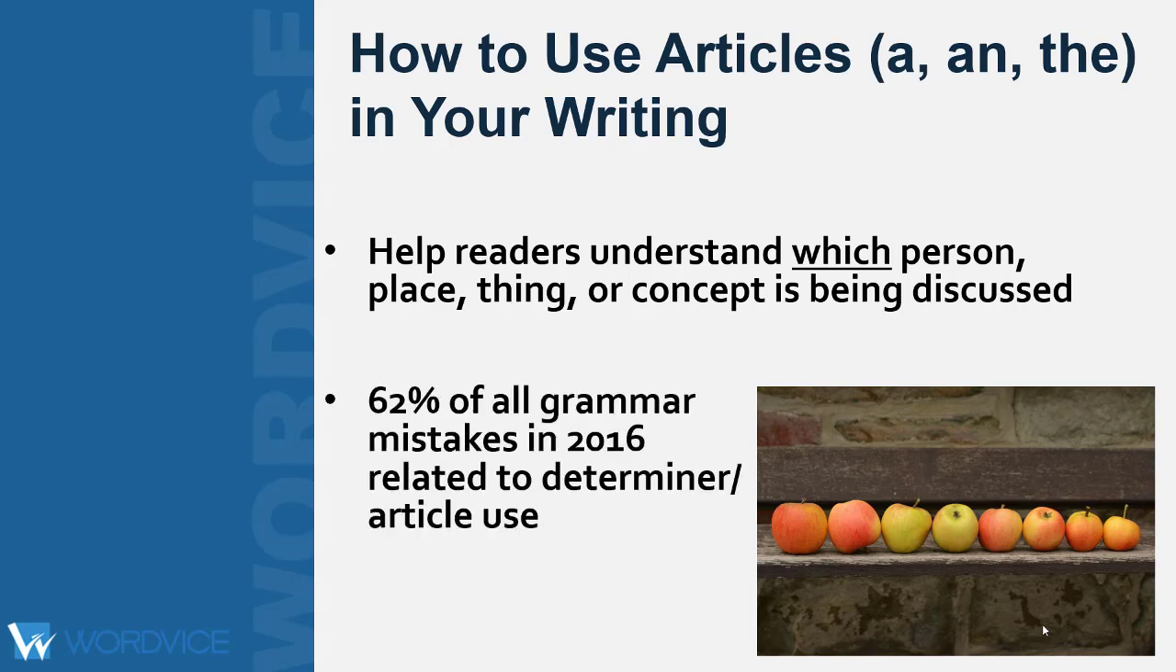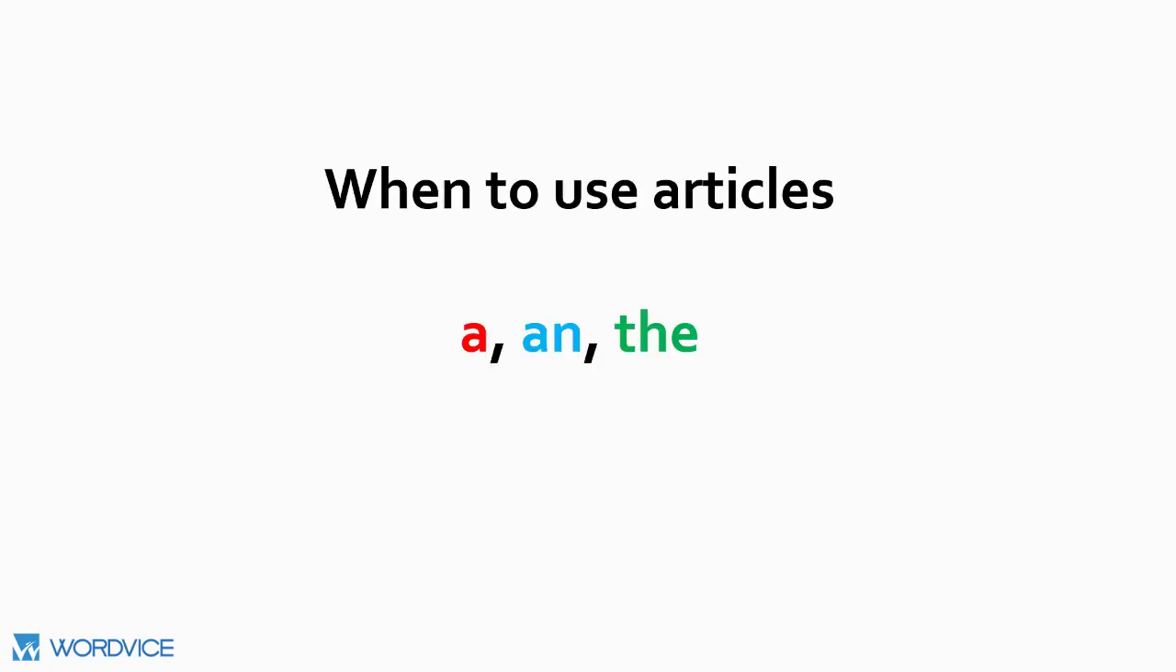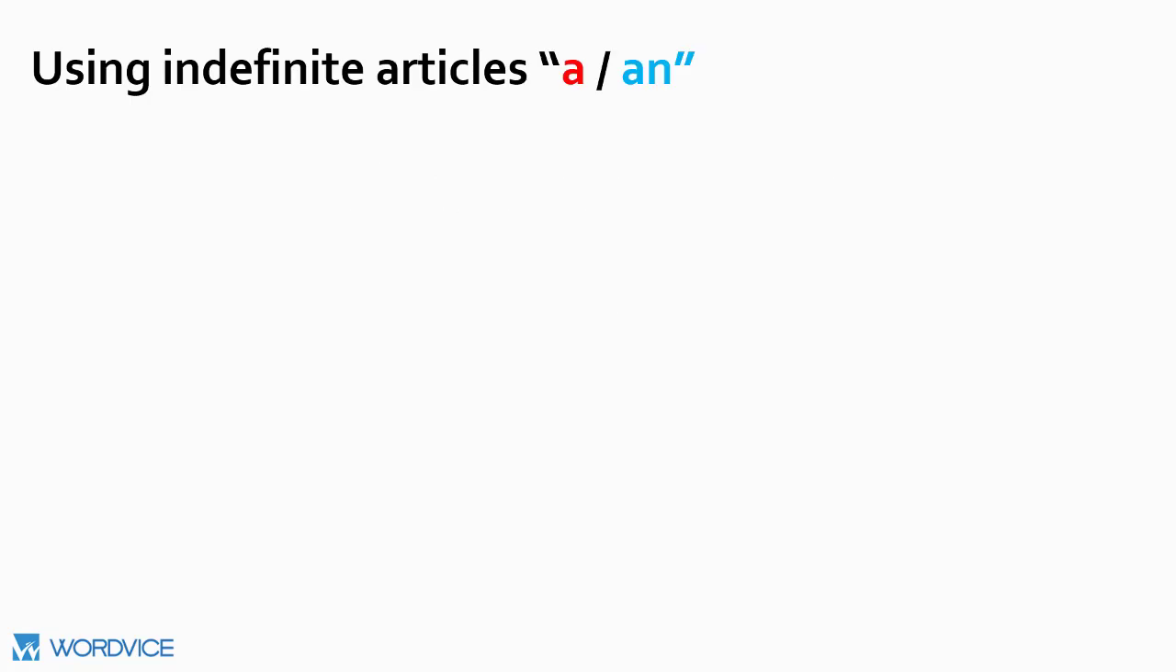A whopping 62% of all grammar mistakes WordVice edited in 2016 were related to determiner misuse. Therefore, article use is a major grammar concern research writers need to be made aware of. But there are a few basic rules to determine which articles to use in a given sentence. The three articles we will discuss today are a, an, and the, applying first the indefinite articles, a and an. There are two basic rules we can consider when applying these articles.